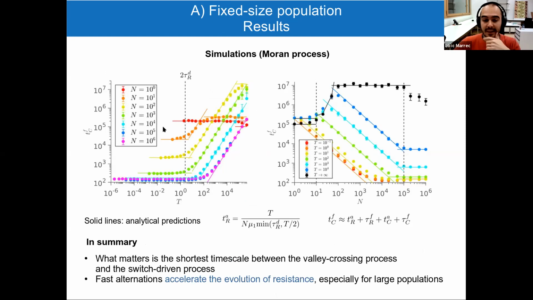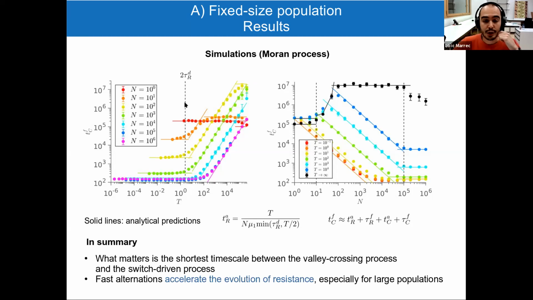As you can see, we can observe two regimes. In this one, the total time of full resistance evolution doesn't depend on the period, and in this one, you have a linear dependence on the period. Okay, and so it was predicted by my equation.